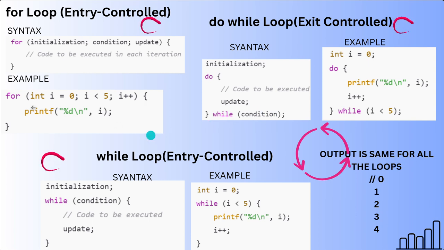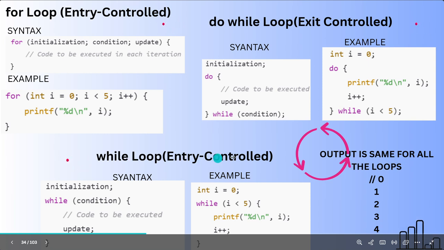So this is an example: int i = 0 is the initialization condition, i < 5 is the test condition, and i++ is the updation condition. Within the braces we have printf("%d\n", i). \n is an escape sequence for new line. Escape sequences are also important in C because we don't have a particular statement for new line printing. This will print from 0 to less than 5: 0, 1, 2, 3, 4. This is the output.